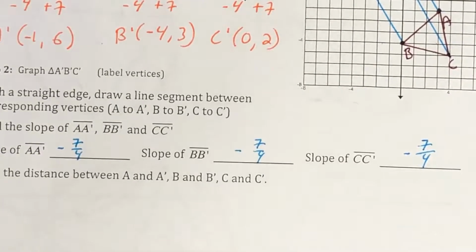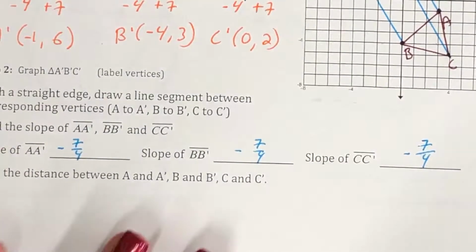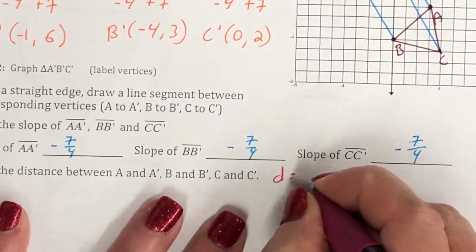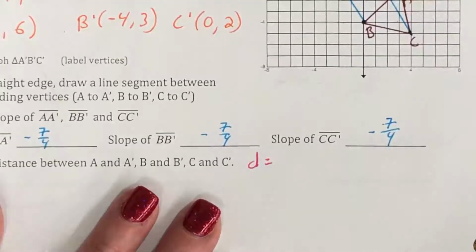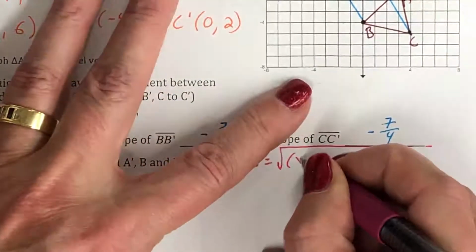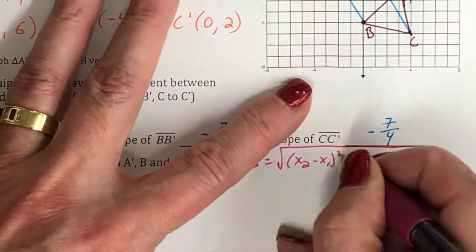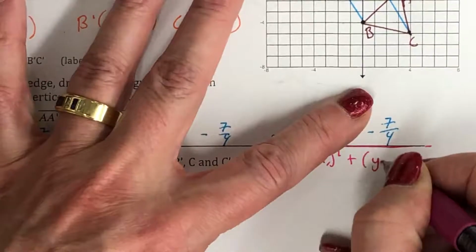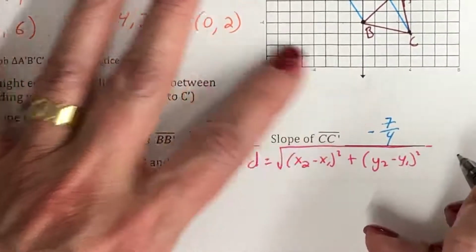Now we want to find the distance between A and A prime, B and B prime, and C and C prime. And we're going to do that using the distance formula. So we're going to review that. Remember, our distance formula is the square root of x2 minus x1 squared plus y2 minus y1 squared.